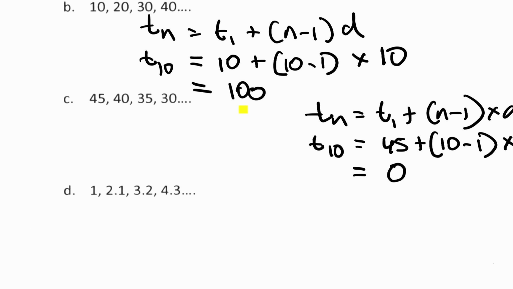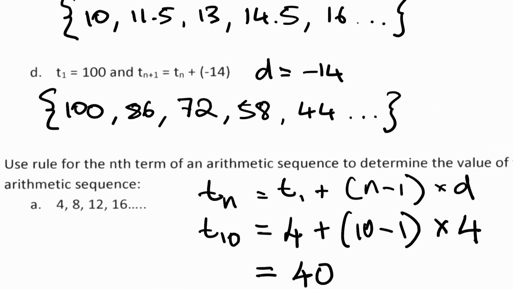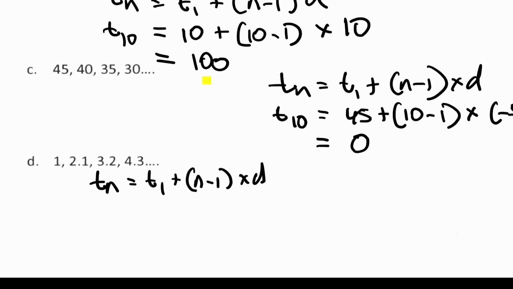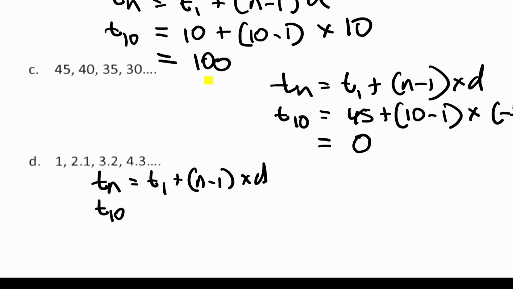All right, question D. Same process as before. Start with the formula. Tn, well, n is still 10. That hasn't changed for any of these questions. Doesn't mean it will be 10 in the test though, so always read the question carefully. T1 is 1. And the difference, what is it going up by? It's gone up by 1.1. It's gone up another 1.1. So each time the difference has been 1.1.